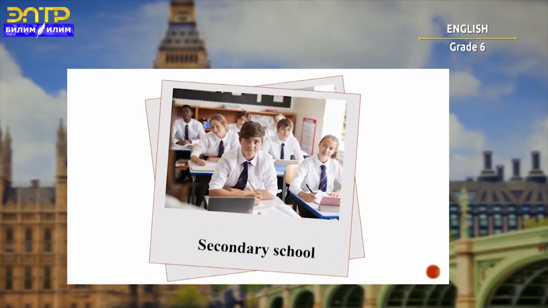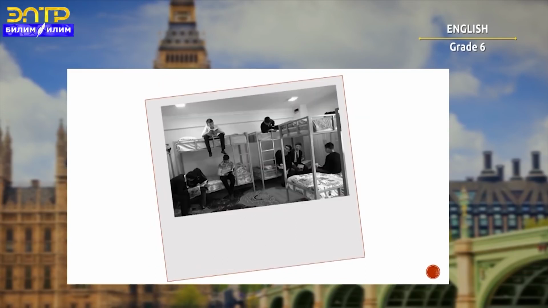Secondary school. How old are the children at secondary school? They are usually 11 to 18 years old. Repeat after me, please. Secondary school. Well done. Look at this picture, please.